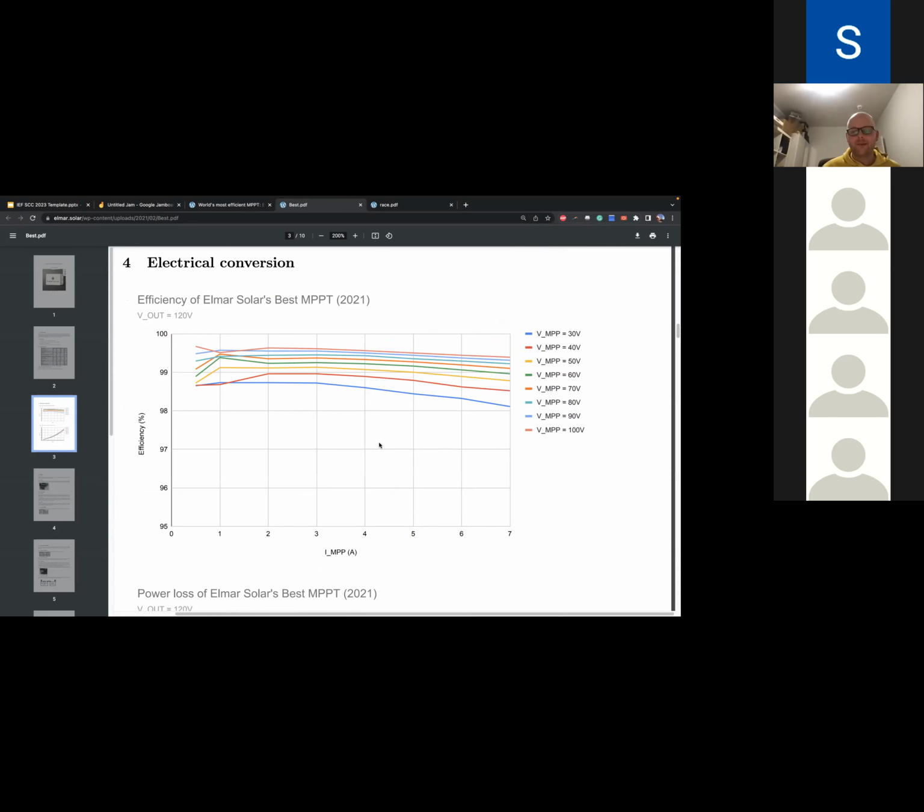The reason for this being more efficient at lower currents is because of lower core loss in the inductor and lower switching loss in the switches.